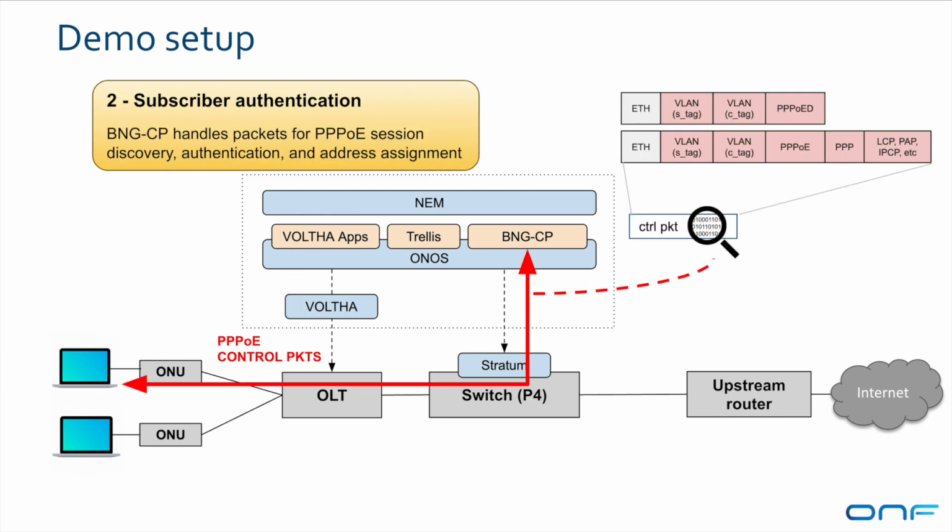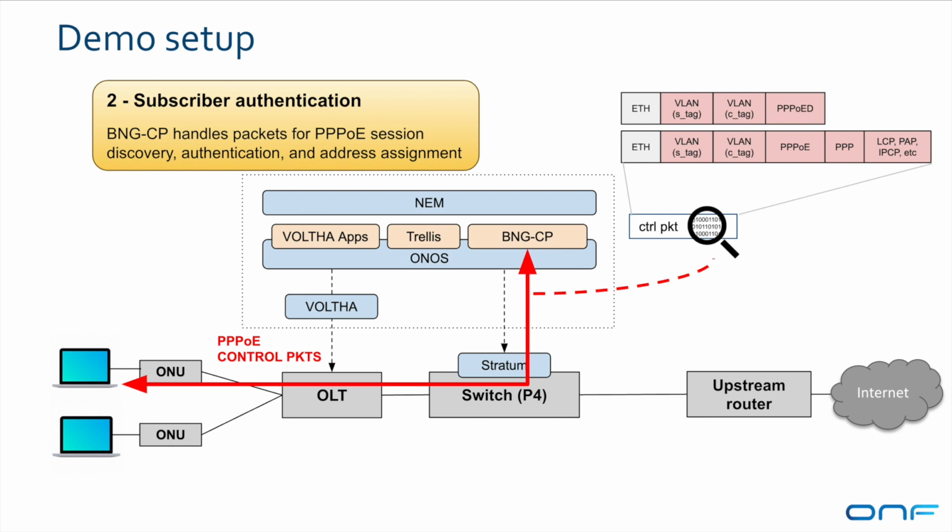Once we have provisioned a new subscriber, the subscriber can start the authentication phase. In this phase, a PPPoE client running on a subscriber laptop starts sending packets like PPPoE session discovery, authentication, and other control packets. All these packets are intercepted by the fabric switch and sent to the BNG control plane application on top of ONOS using packet-ins.